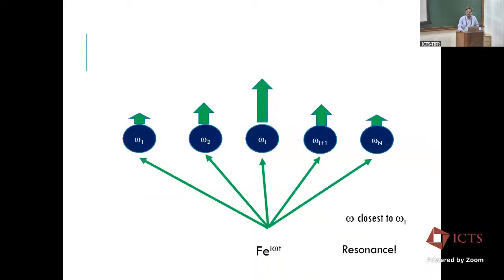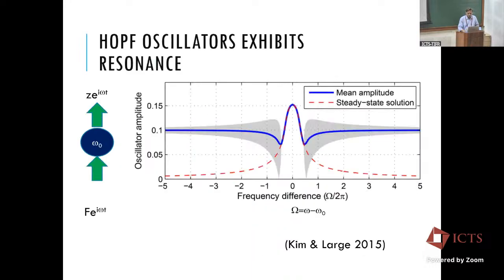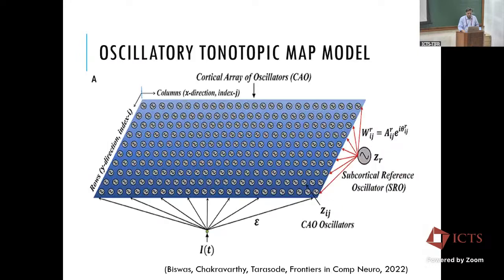So how do you model this kind of phenomenon? A general model for this: since oscillators have a resonance, you can think of creating a map of such oscillators where, depending upon which frequencies are more prominent in the input signal, you will have them at a higher density in the map. And we know the resonance property of Hopf oscillators. So we took a 2D array of Hopf oscillators.